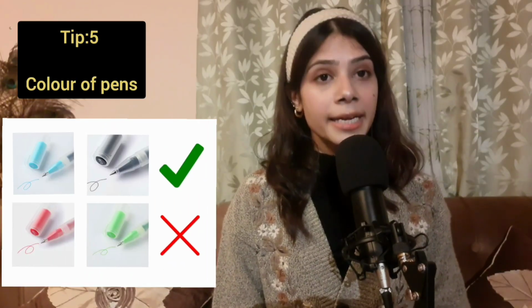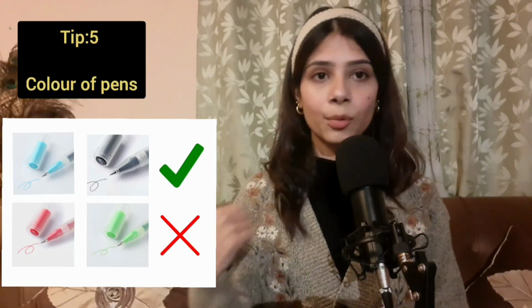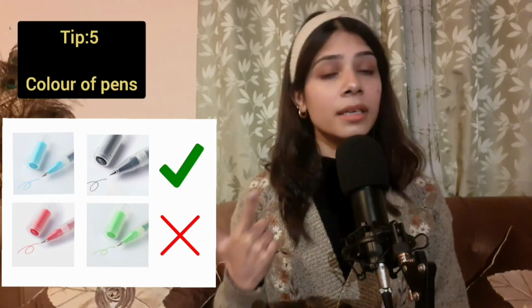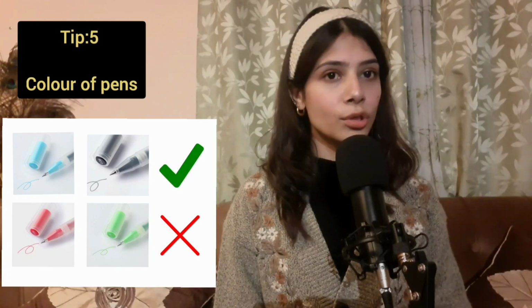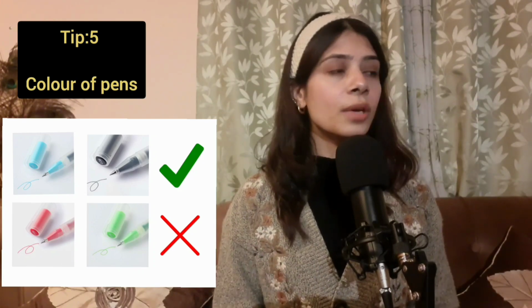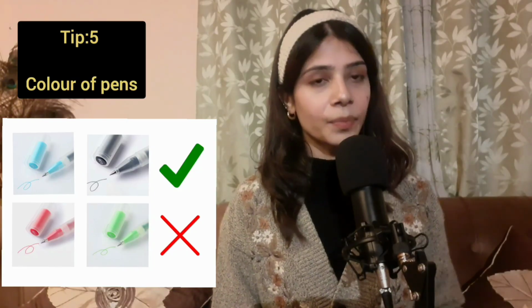Now, tip number 5. And tip number 5 is all about the color of your pen. As students, you need to make sure that you are not using red and green pen. So, red pens are mostly used by the teachers and the professors, and green pen officially is used by the principal. So, you are not supposed to use green and red pen. You can choose between black and blue, or you can choose both.